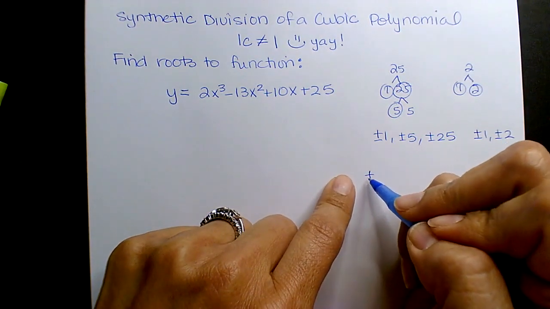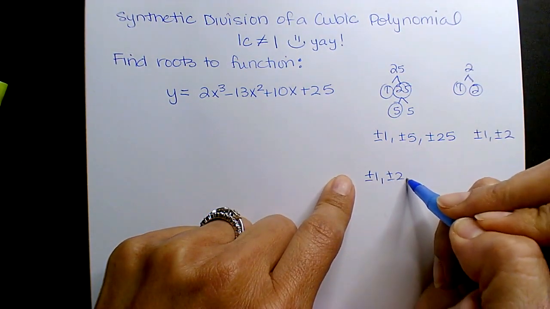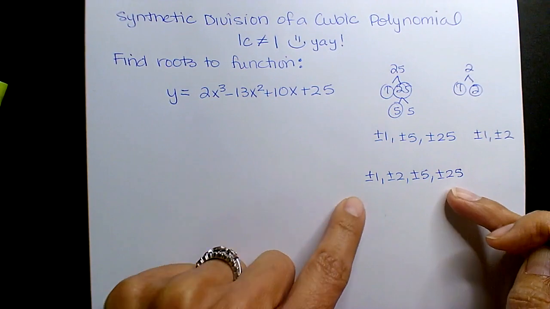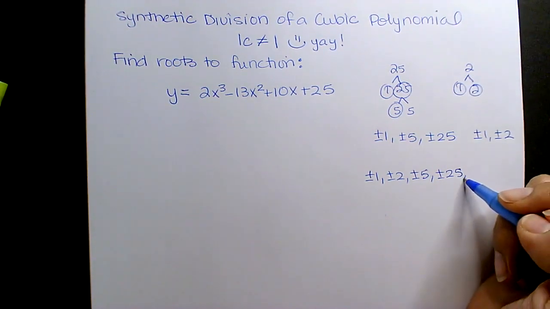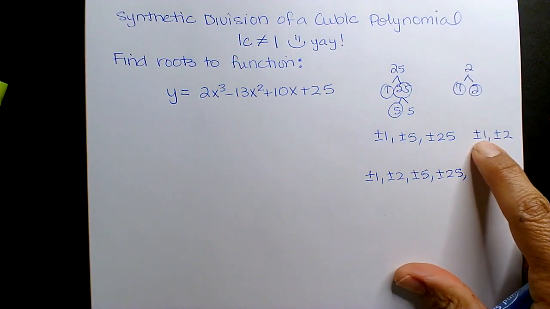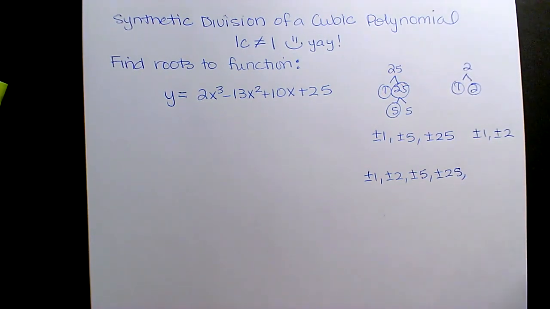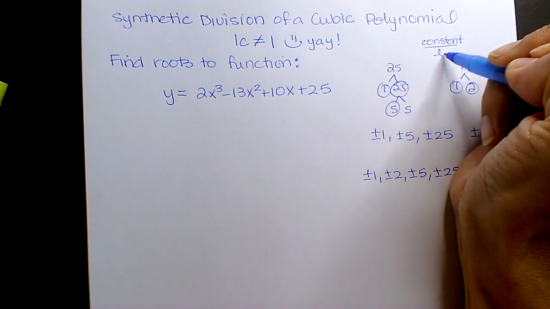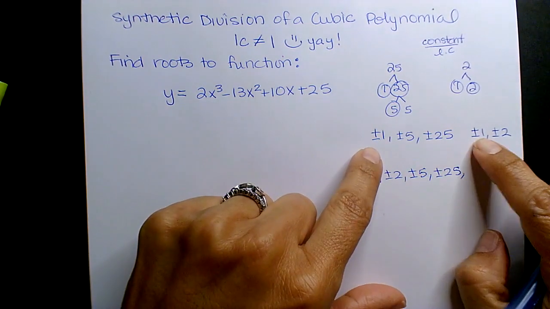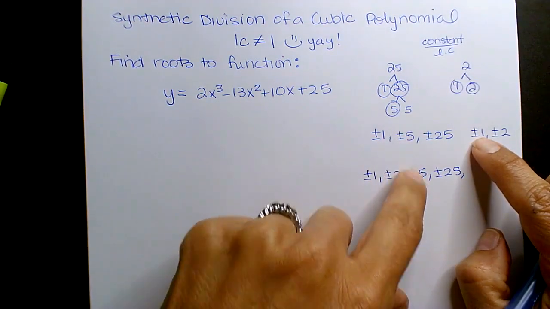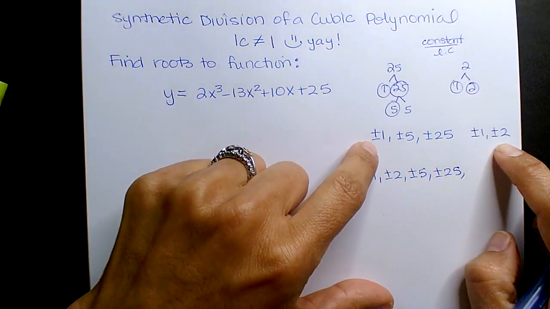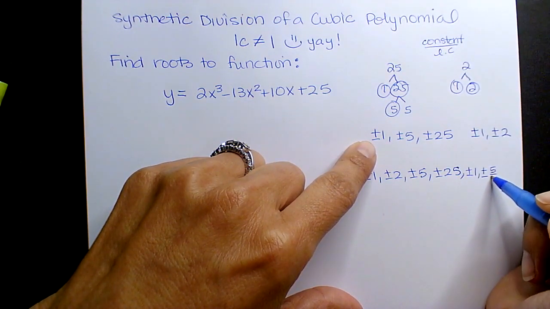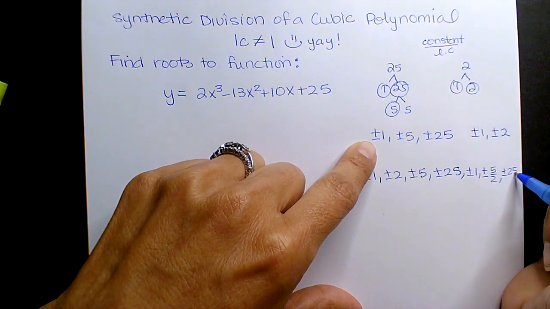So far I have plus or minus 1, plus or minus 2, plus or minus 5, and plus or minus 25. This is the roots from both of these that makes up the original list. After that, you're going to have a ratio, right? Remember, it's your constant over your leading coefficient roots. So 1 over 1 is still 1, 5 over 1 is still 5, 25 over 1 is still 25. But now the 2 is going to make fractions. So plus or minus 1, plus or minus 5 halves, plus or minus 25 halves.